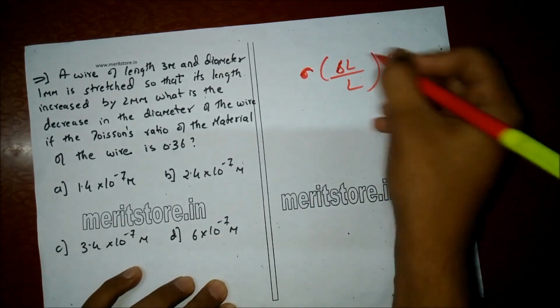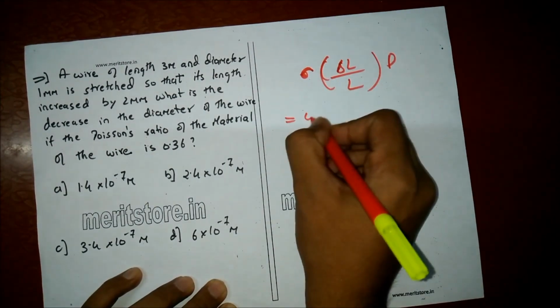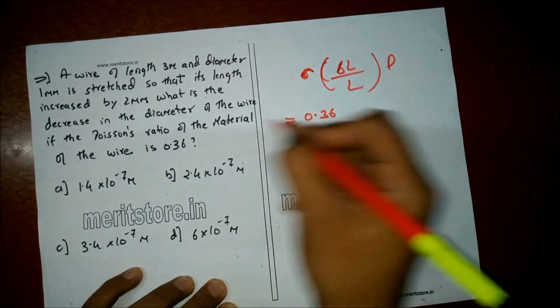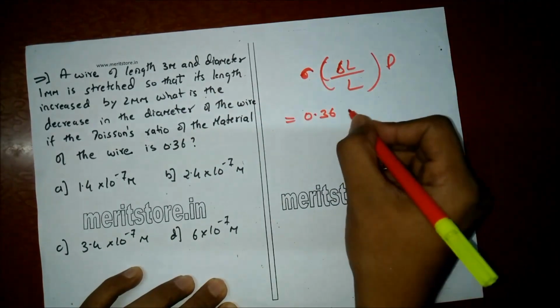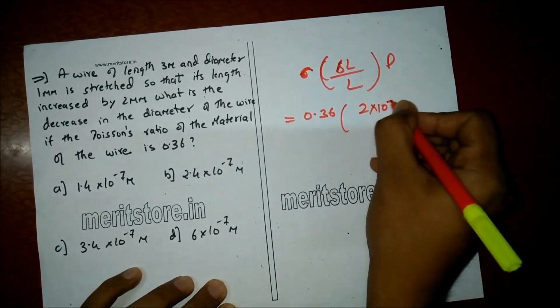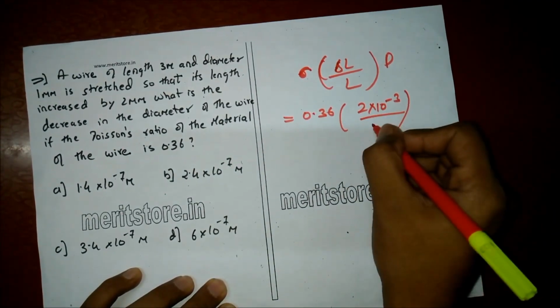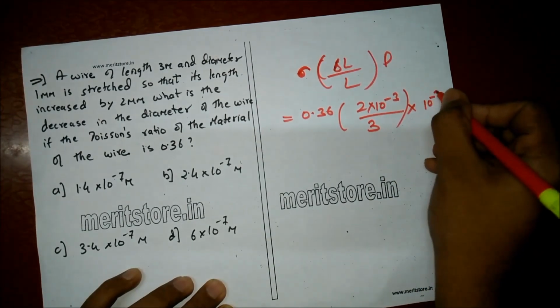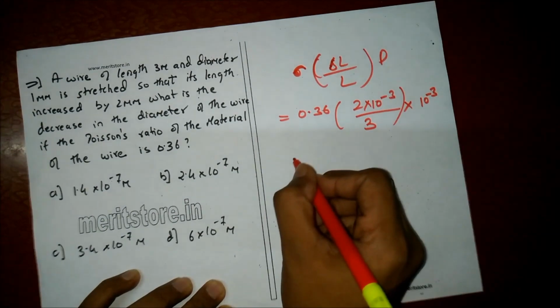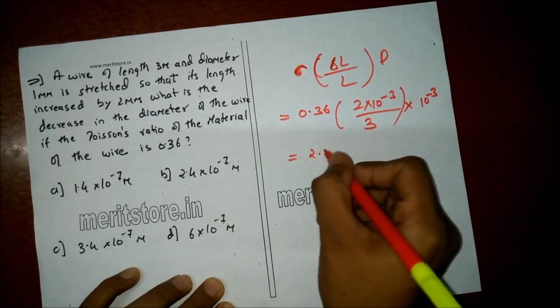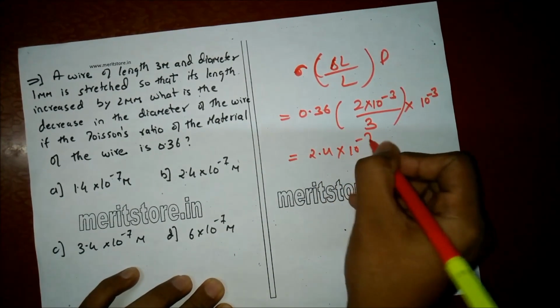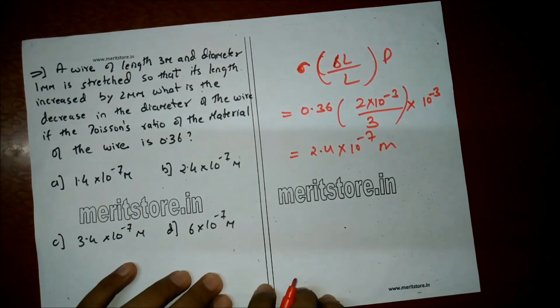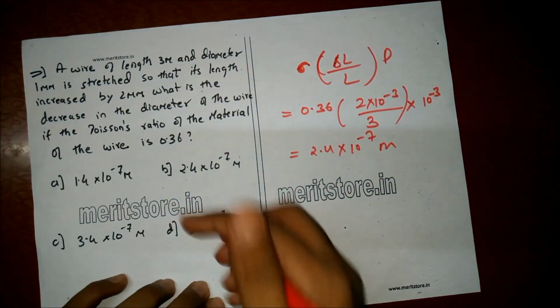Poisson's ratio into the change in length upon the original length into d. Now we know that Poisson's ratio is 0.36, and the change in the length is 2 into 10 raised to minus 3 meters upon the original length was 3 meters into the diameter is given by 10 raised to minus 3. Therefore, on calculating all this, the value we get is 2.4 into 10 raised to minus 7 meters. Therefore, here the correct answer is option B.